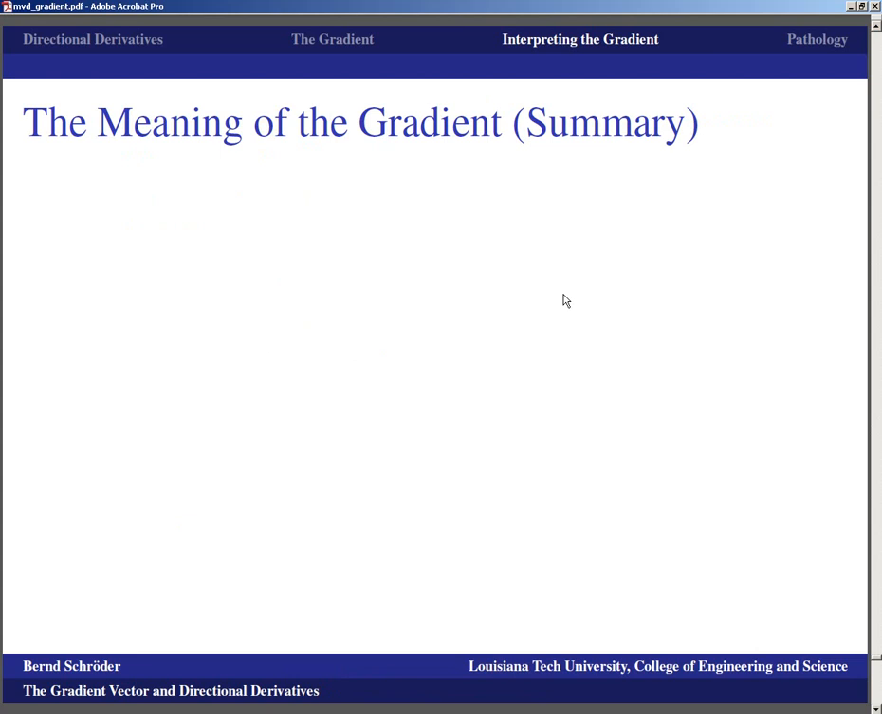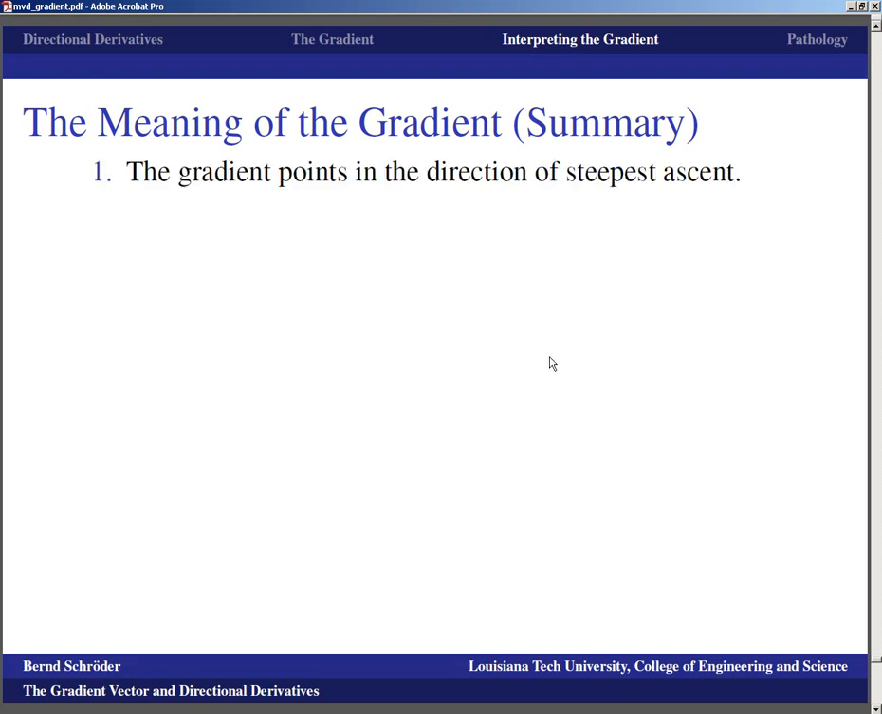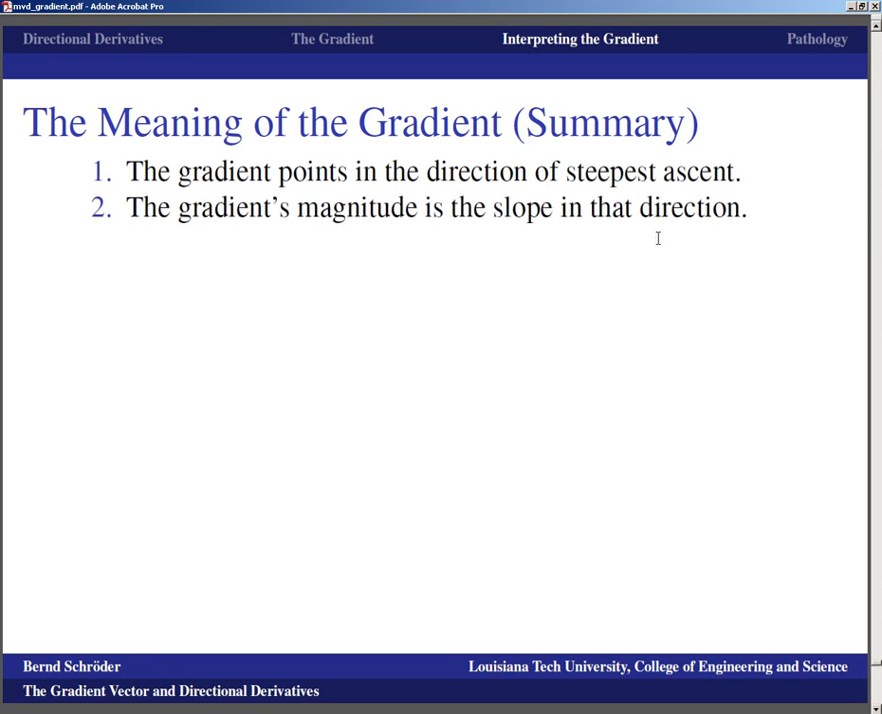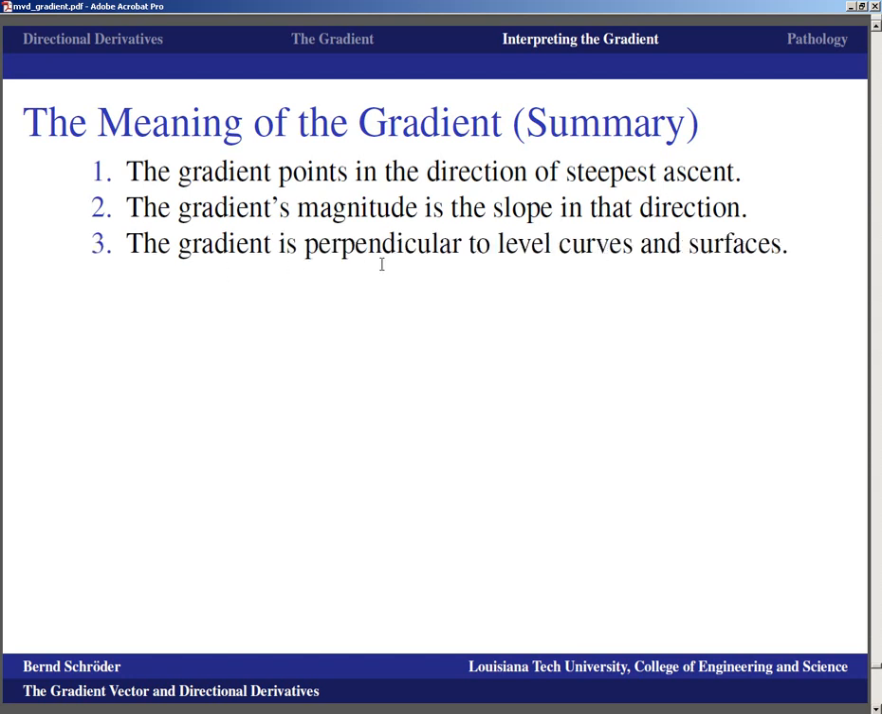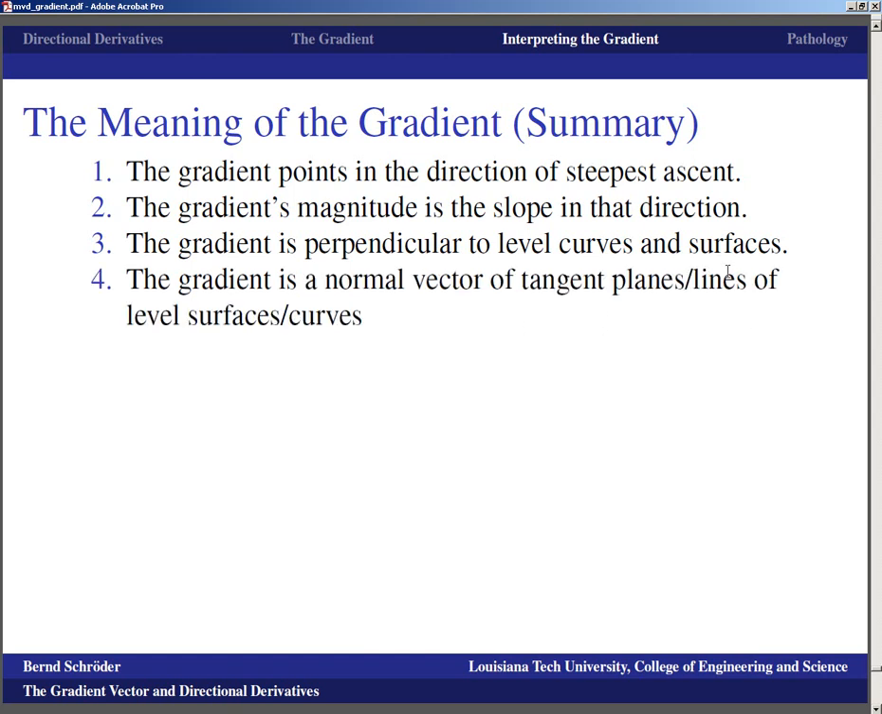And so let's summarize the meaning of the gradient. What did I say at the beginning? The gradient is the really important concept here, even though we also want to compute directional derivatives. The gradient points in the direction of steepest ascent. The gradient's magnitude is the slope in that direction. The gradient can be used, and we've got that out of the chain rule, to compute directional derivatives. The gradient is perpendicular to level curves and surfaces, and that means the gradient is a normal vector of tangent planes and lines of level surfaces and curves, if these tangent lines and planes exist.